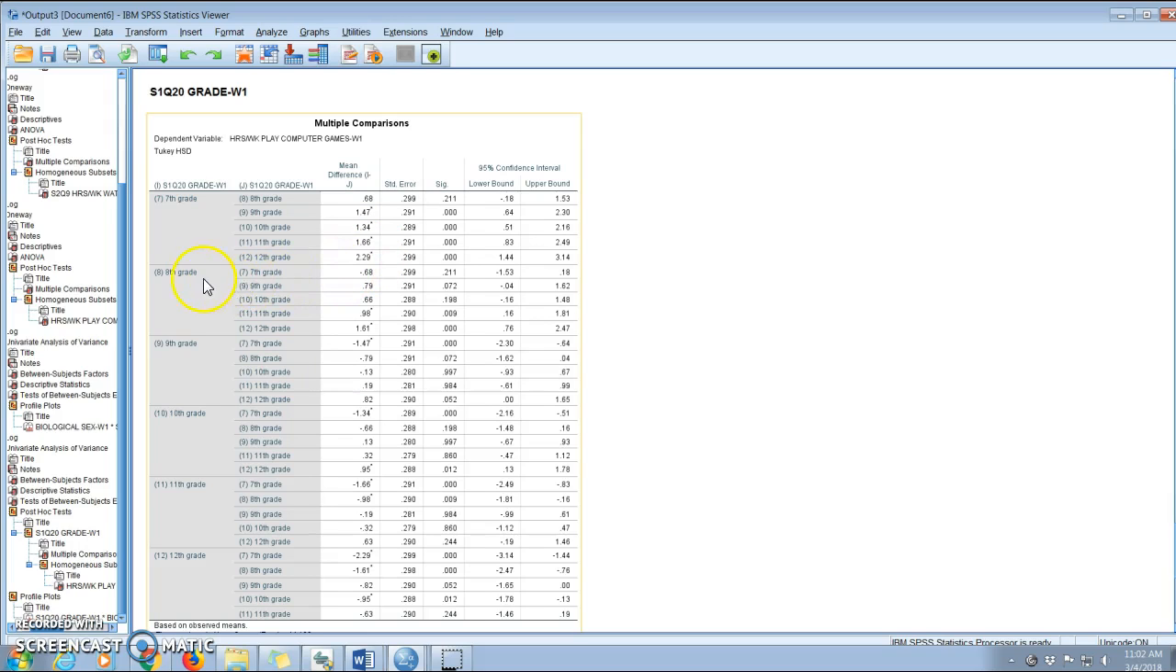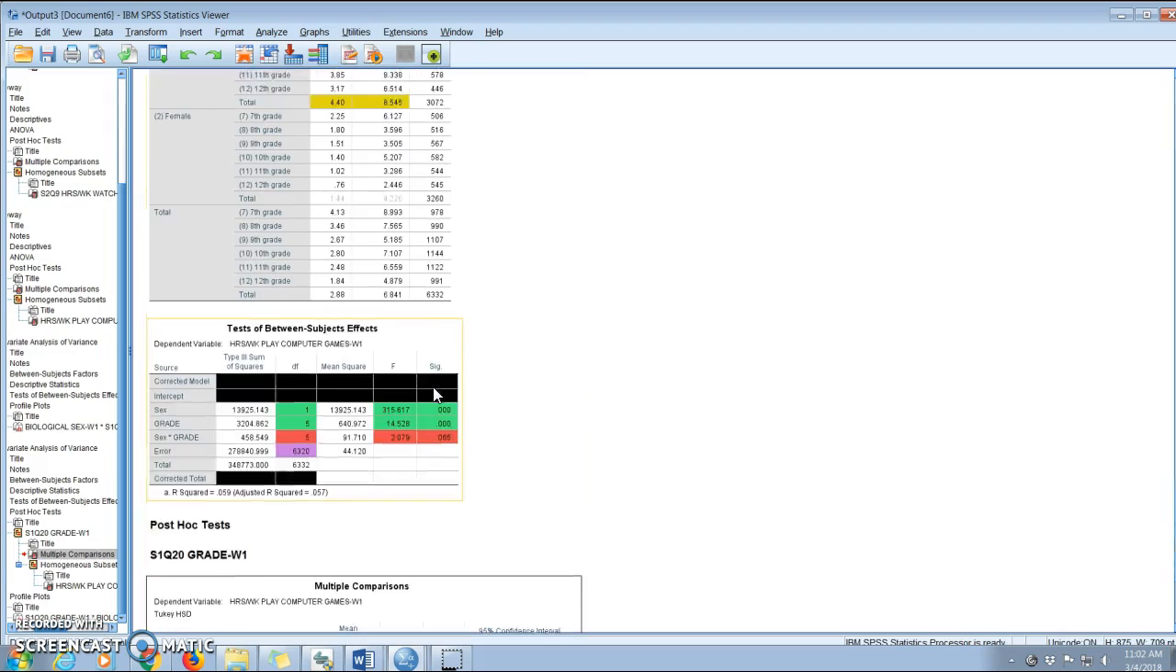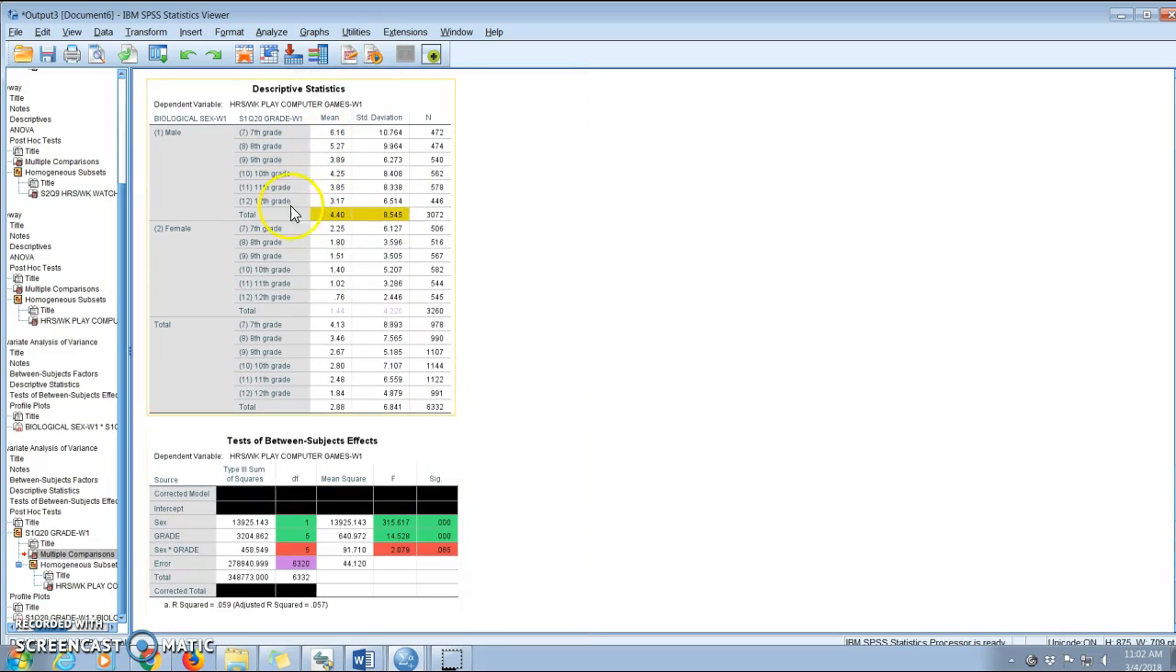Let me look at 8th graders real quick. 8th graders are not different from 7th graders. Oh, but they're not different from 9th or 10th graders, and they are different from 11th and 12th graders. So this is going to be complicated to write. And I'm going to get all the means and things from up here.